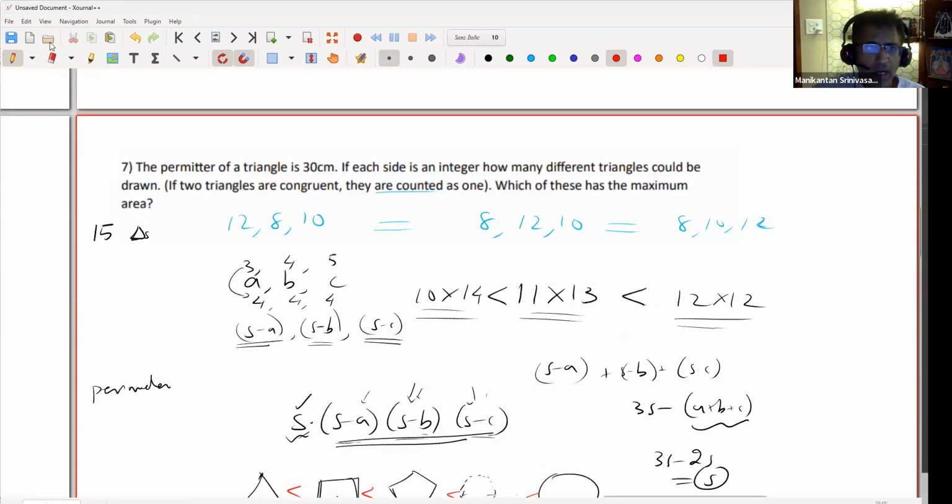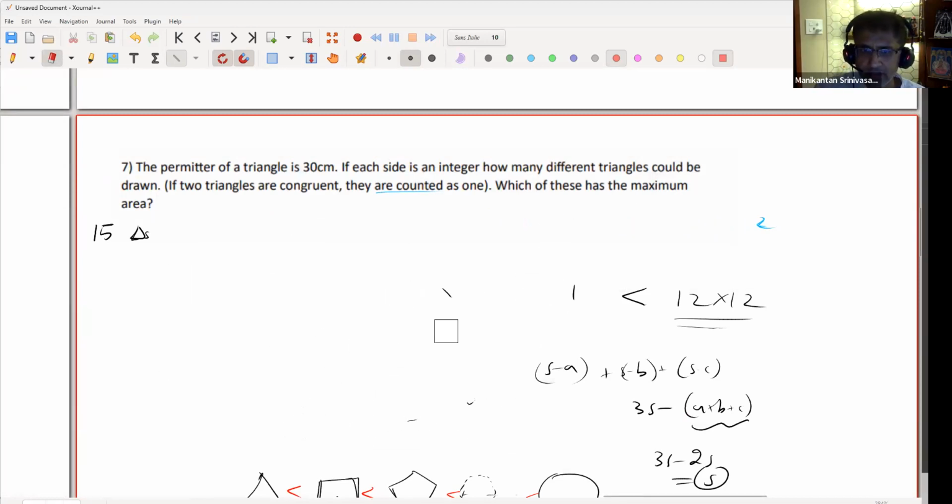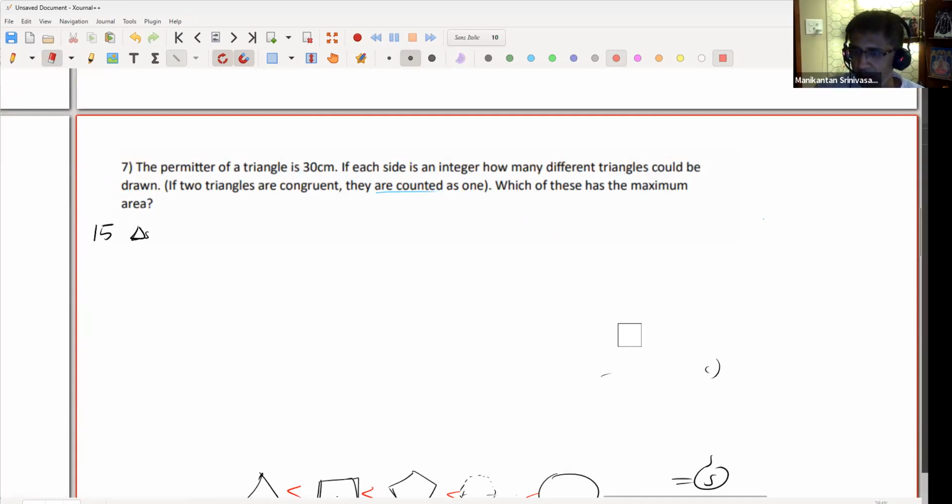Okay, now that was the area part, but how many triangles? This guy got 15, Avinash got 15. Anyone else got any number? Anna, did you get something? Did you work this out? Or Kunal, what about you? Why is no one opening their mouth?